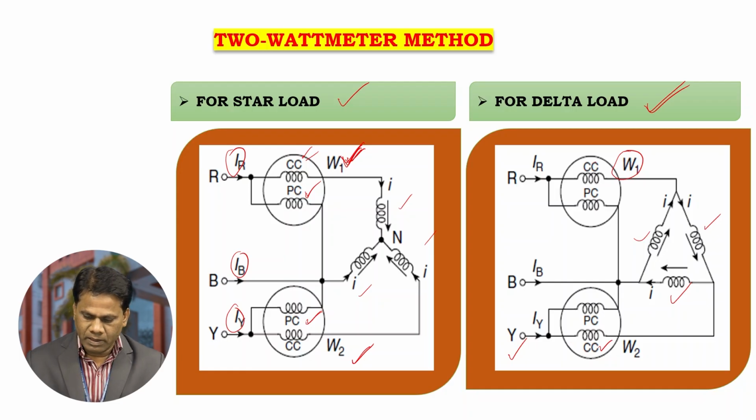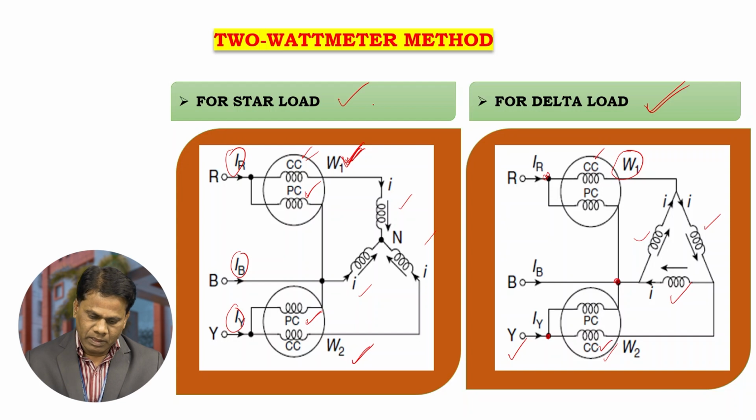In W1 also, the current coil is connected in series with the line and the pressure coil is connected across the supply terminals. Here the pressure coil is connected between the R line and B line, and the pressure coil of wattmeter 2 is connected between the Y line and B line. So the pressure coils, or voltage coils, of the two wattmeters are connected across the supply terminals, whereas the current coils of the two wattmeters are connected in series with the particular line.